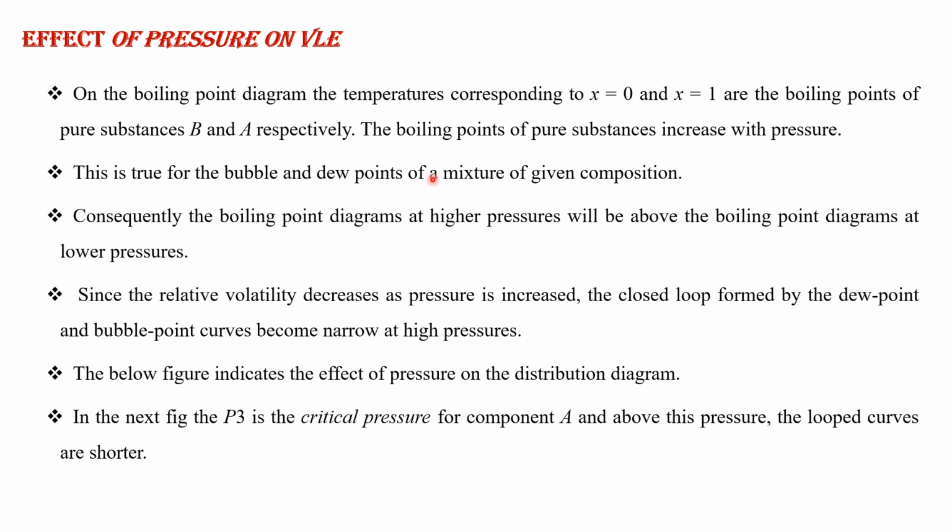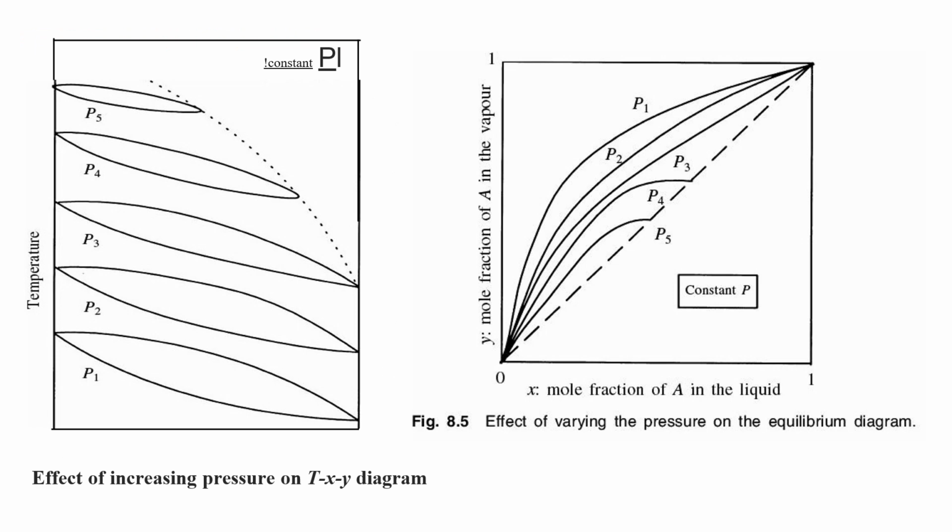Generally, we know the boiling point of a pure substance increases with the pressure. Consequently, the boiling point diagram at high pressure will be above the boiling point diagram at low pressure. Generally, we know that the relative volatility decreases with an increase in the pressure, and then there is a formation of a loop in the graph. This is a graphical representation of the boiling point diagram and xy diagram.